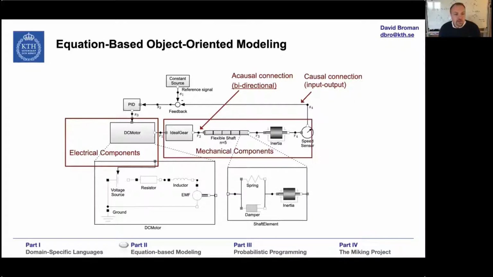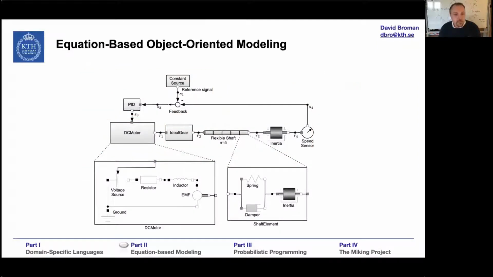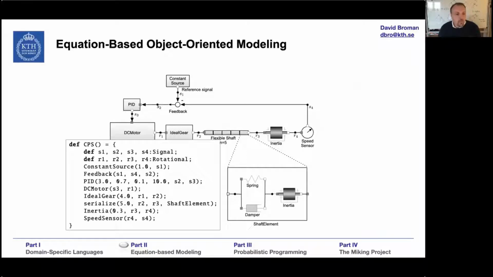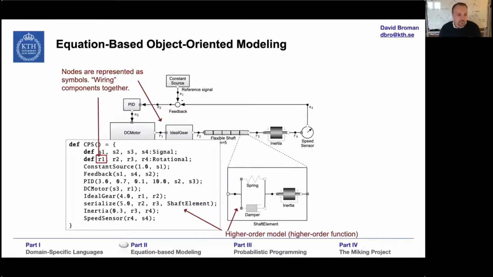So here we have some electrical components, some mechanical components, and some control components. It's a PID controller. So what we see here is the model in a textual form. So this will be a programmatic model. It's described here. You see that the wiring together is done with these nodes. You can see in the picture and in the actual textual model, R1 here is wiring together two components, the DC motor and the gear.